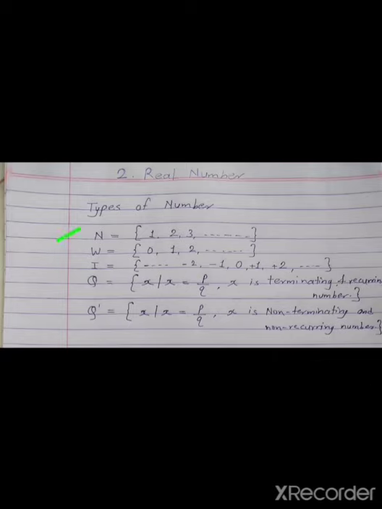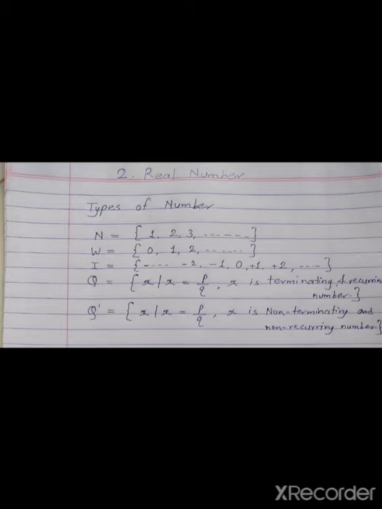Natural numbers are denoted by capital N, which include all positive numbers starting from 1, 2, 3, 4 and so on. Similarly, whole numbers are denoted by W, which start from 0 towards the positive direction, meaning all positive numbers. Integers are denoted by capital I, which include all negative numbers, 0 and all positive numbers.